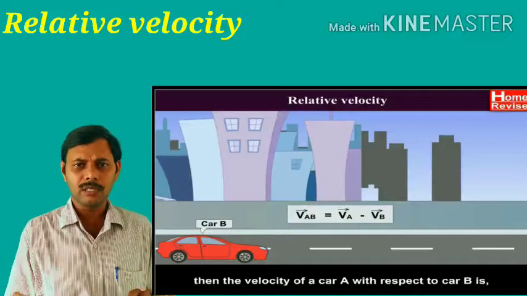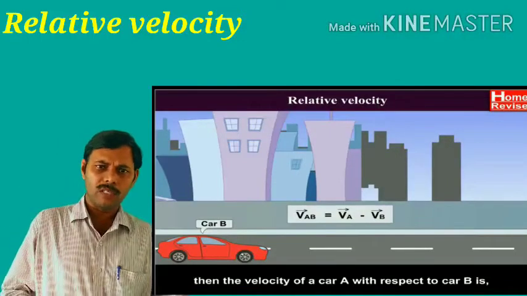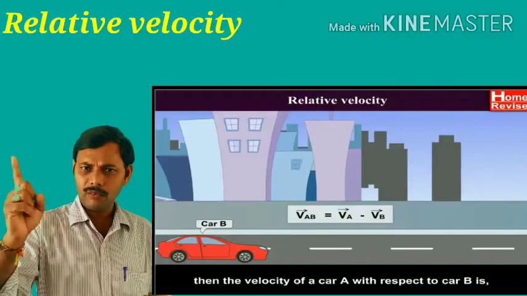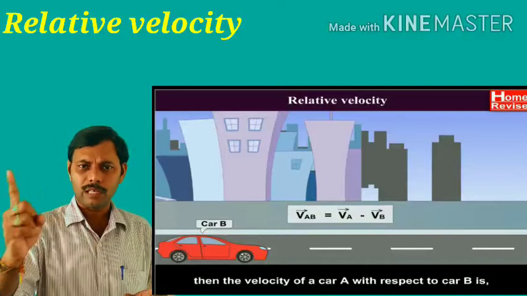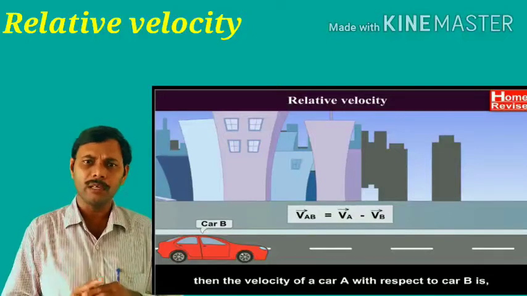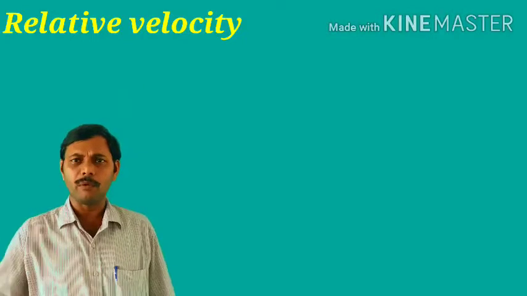So the conclusion is, if car A velocity is VA bar and car B velocity is VB bar, then the velocity of car A with respect to car B is known as the relative velocity of car A with respect to car B. It is equal to VA bar minus VB bar.